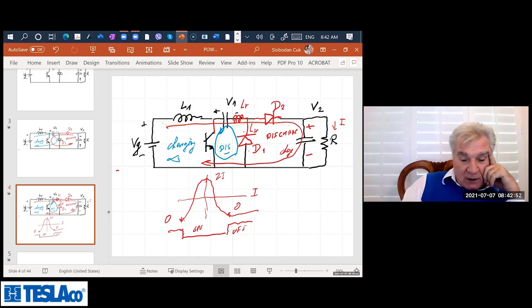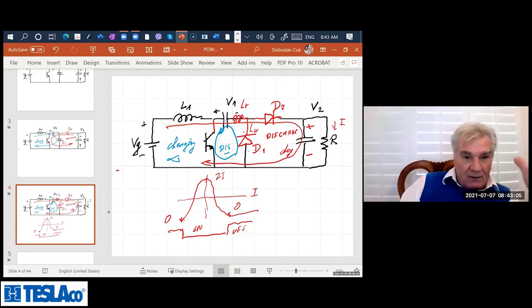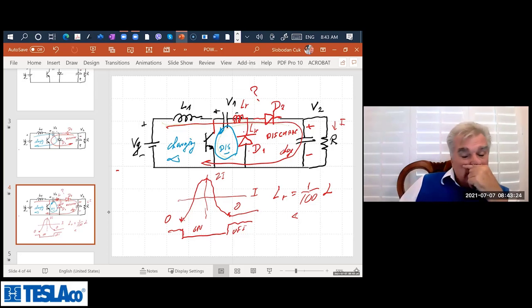One way of charging is with the large inductance, and then discharging and charging this way is with the other inductance, and so on. So you have a big jump of charging. But if this inductance is 1% of this inductance, then it doesn't matter. So now the question is, why is this inductance LR 100 times smaller than L or even less? Why is this small compared to this? That's one thing to answer.